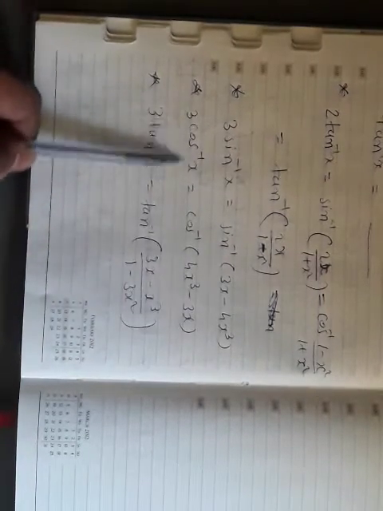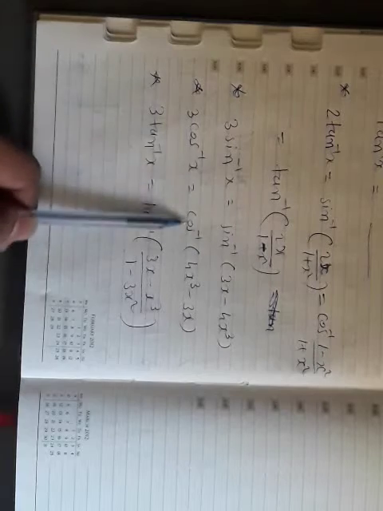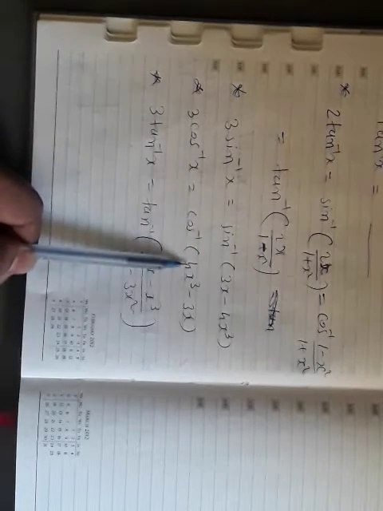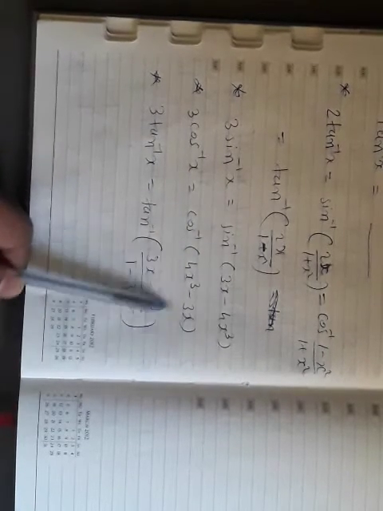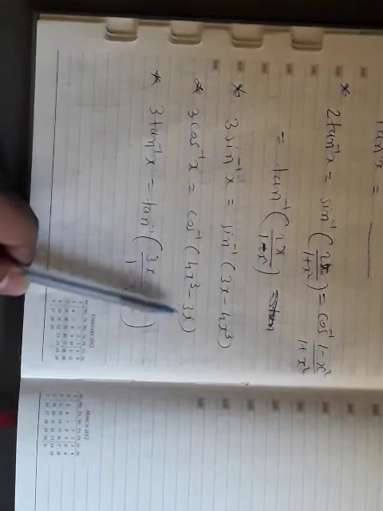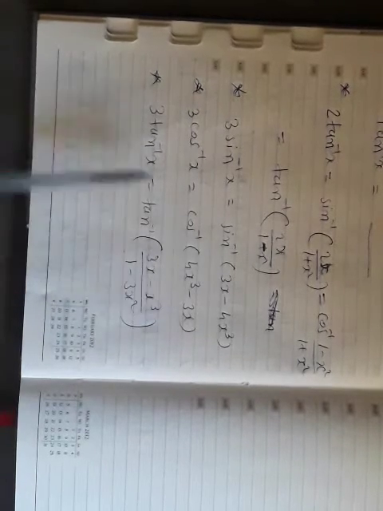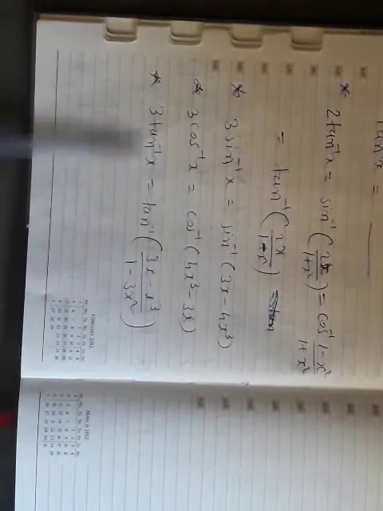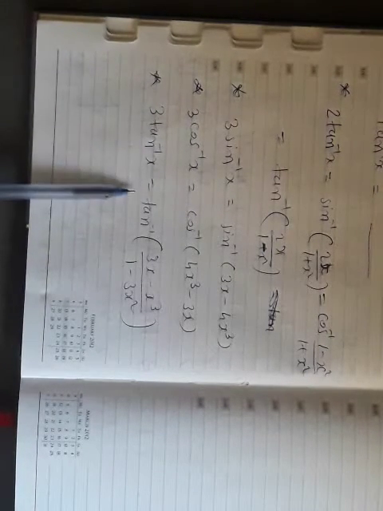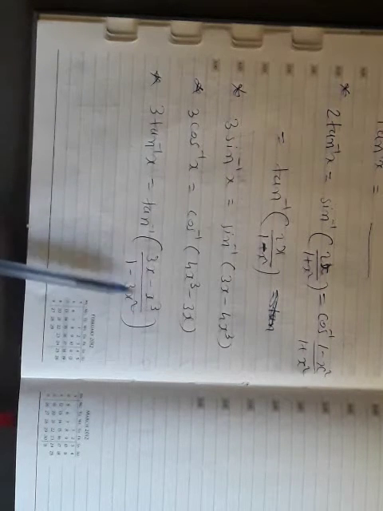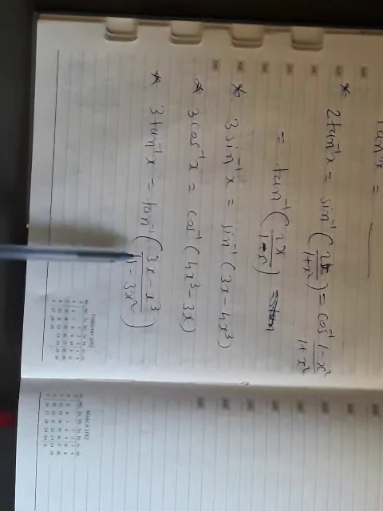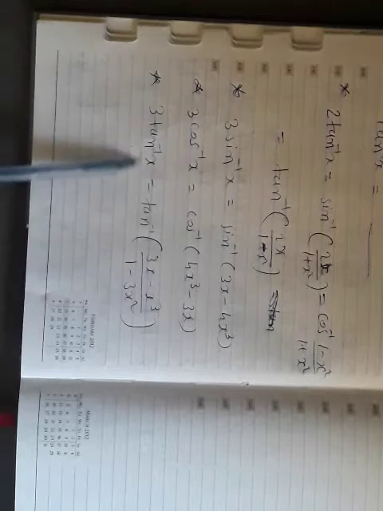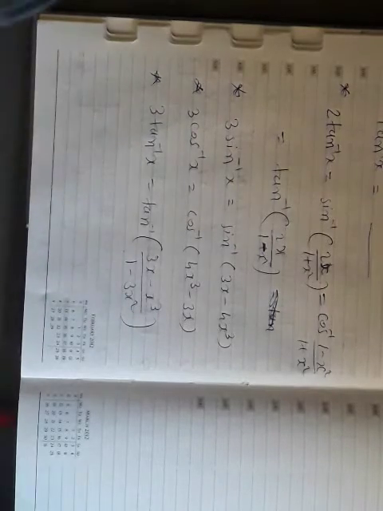If you have the question 3 cos inverse x, it will get converted into cos inverse of 4x cube minus 3x. It is just the same as cos 3 theta, 4 cos cube theta minus 3 cos theta. Same formula is here. Now 3 tan inverse x. Take it as tan 3 theta. So what will be the formula? 3 tan theta minus tan cube theta upon 1 minus 3 tan square theta. Instead of tan theta, we are using this x. That is the difference.